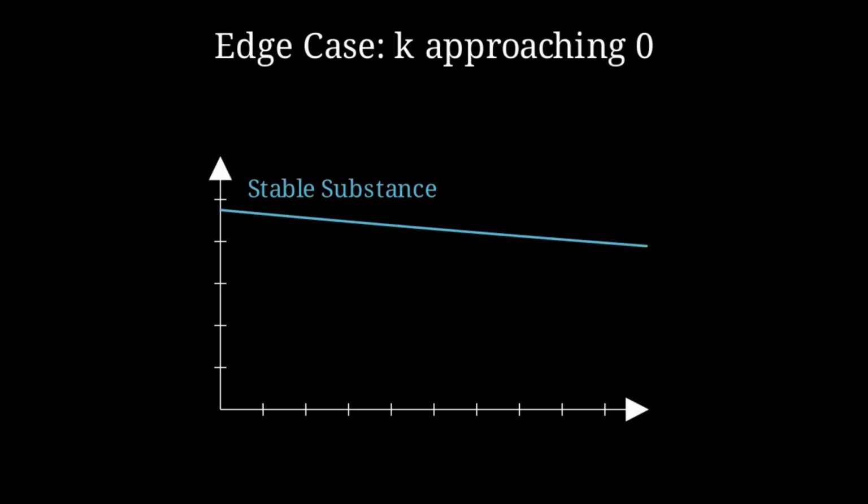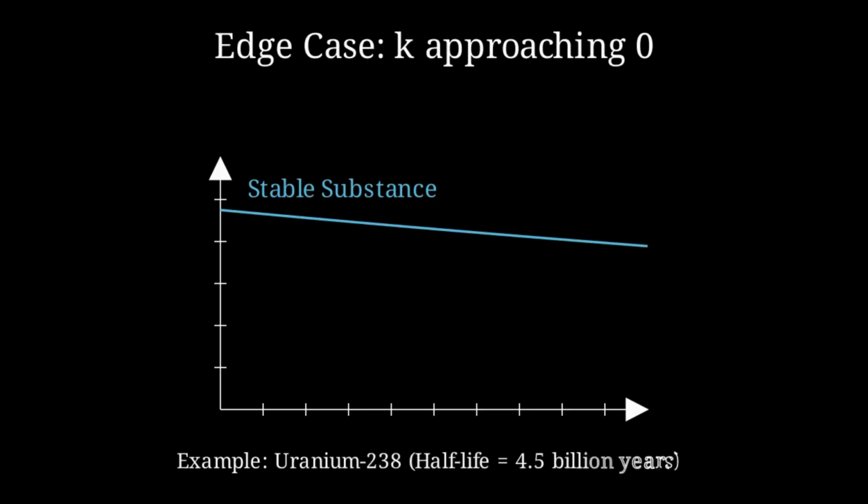the amount appears constant over human timescales. This is how we model stable isotopes or materials with half-lives spanning billions of years. The calculus remains the same, but the scale of time shifts from seconds to eons.